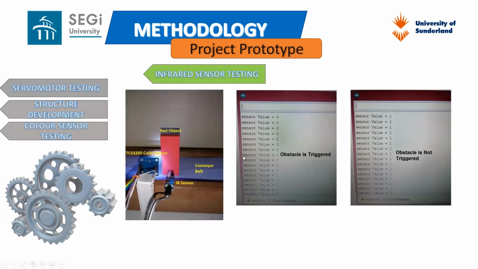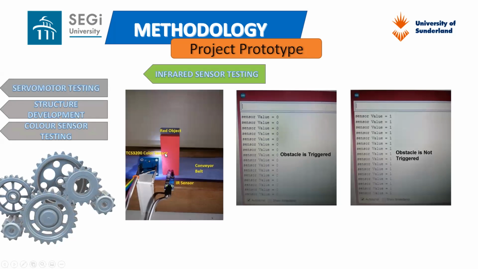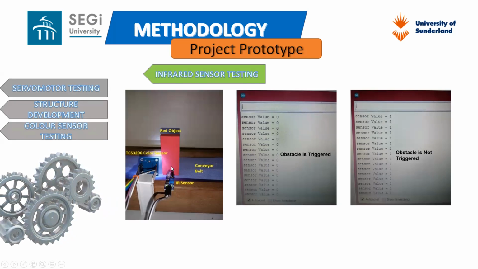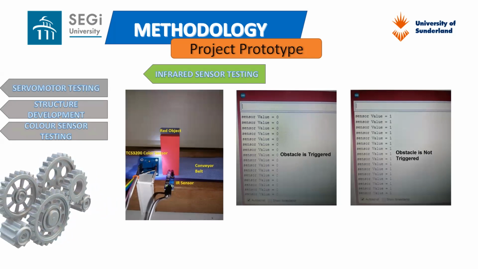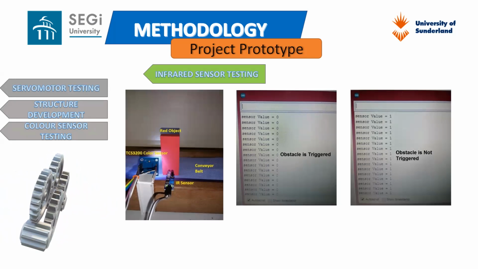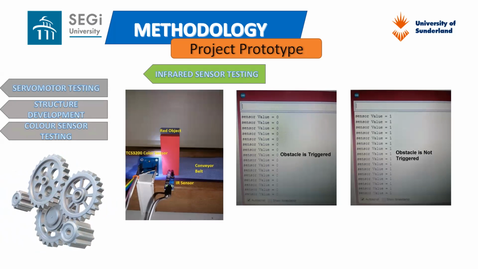The next one is the infrared sensor. I want to show you how the infrared sensor works: it is triggered by an obstacle in front of it. For now, it just outputs 1 or 0, present or not present, just like that.